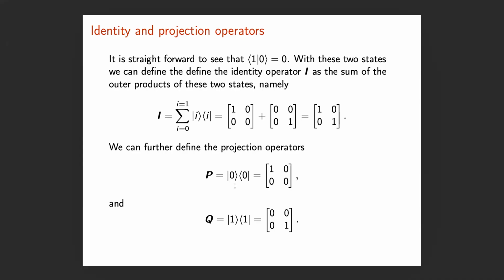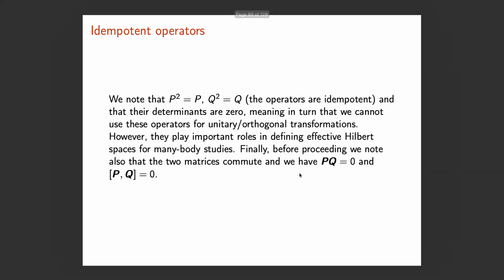Now, the thing which is also important is the one of projection operators, because we can write the identity I as P plus Q. When we act on a state, these operators will project out one of the components, either 0 or 1. These operators, represented by matrices, are idempotent. Their determinants are obviously 0. This is part of the definition of idempotent operators. So we cannot use these operators for unitary transformations. Just keep that in mind, right?